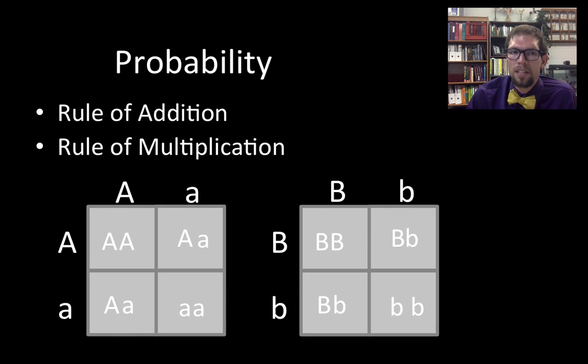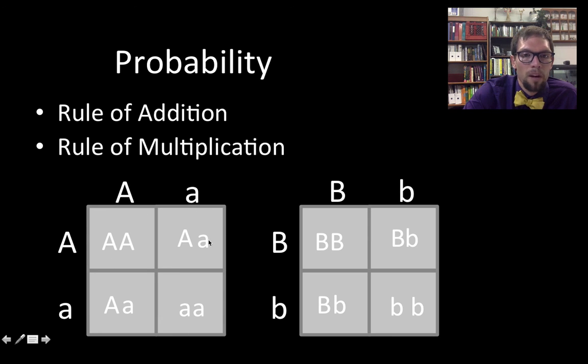One is the rule of addition, and the other is the rule of multiplication. So the rule of addition is saying that when you're looking at the probabilities of mutually exclusive events, the probability of either of those happening is those 2 probabilities added together. So looking just at this Punnett square over here, the probability of getting a heterozygous individual is the same as if you were to add up the probability of all the heterozygous individuals in here.